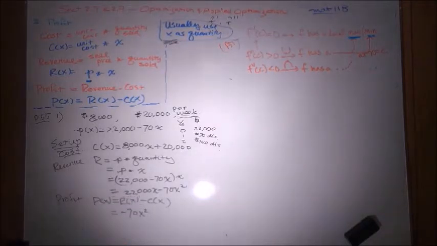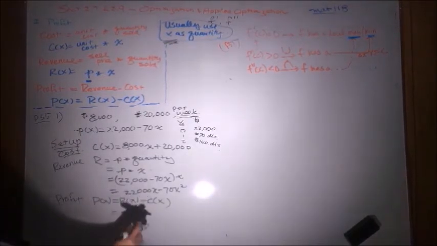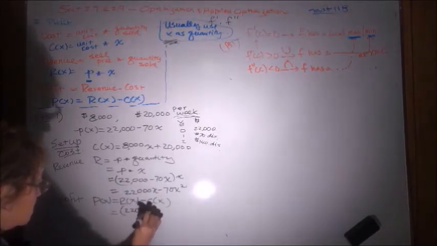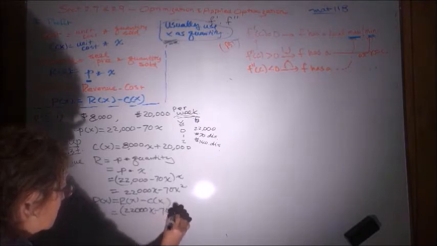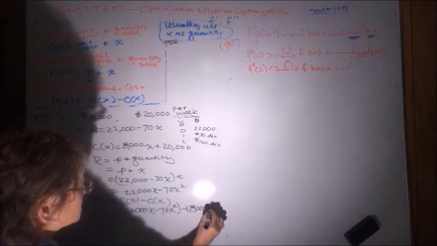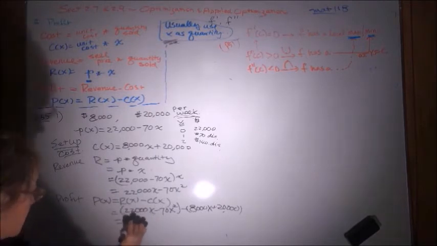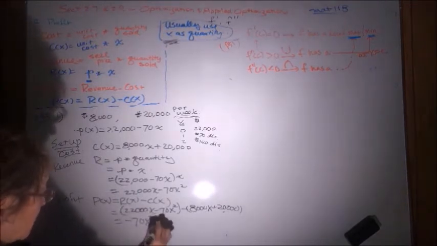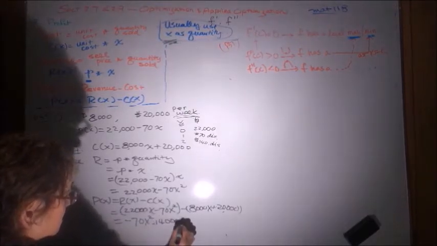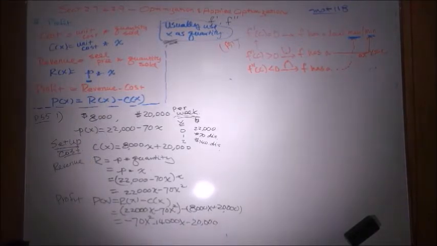22,000. Let's just write it out so you can see. 22,000x minus 70x squared minus cost. That would be what? 8,000x plus 20,000, right? So that would be negative 70x squared plus 14,000x minus what? 20,000. Is that right?